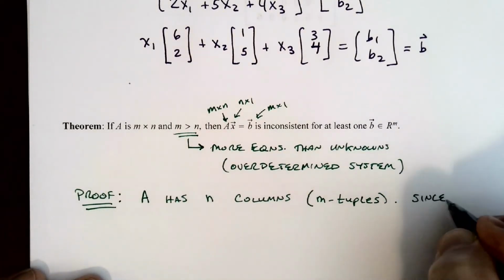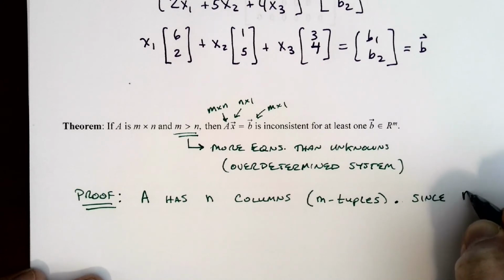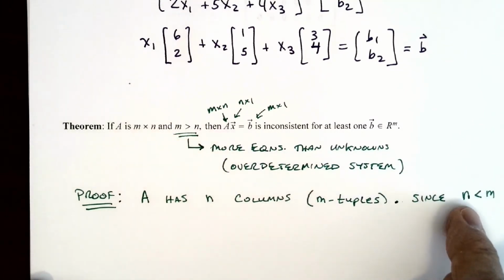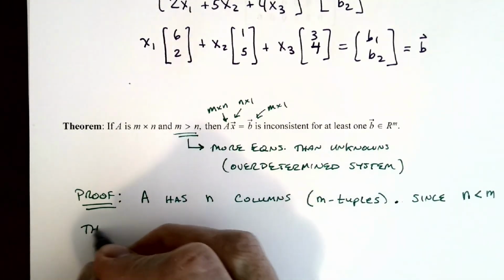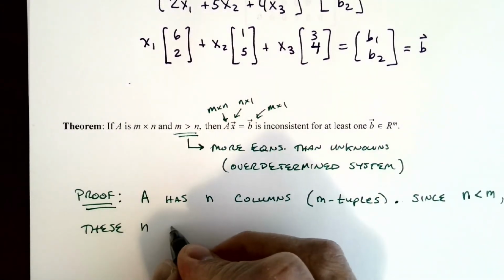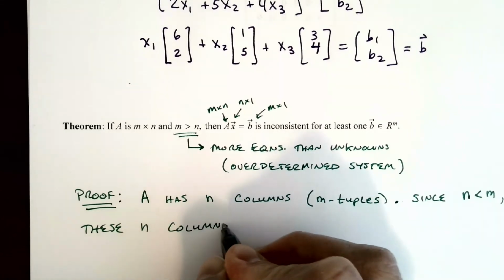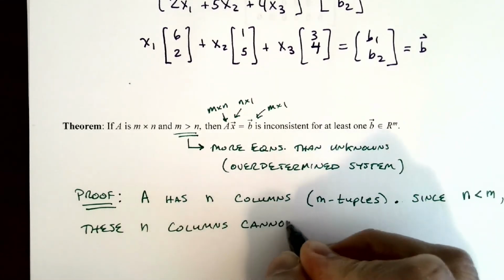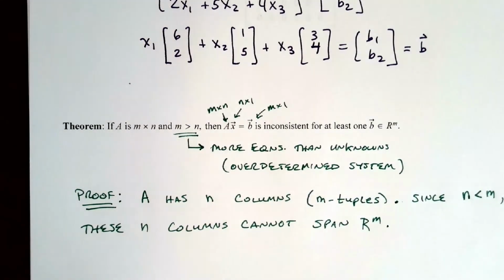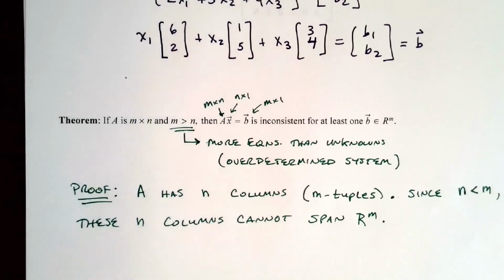Since we know that m is greater than n, or what? N is less than m, so I'm just doing that in the mirror image, if you will. N must be less than m if m is greater than n. Since n is less than m, since that's true, these n columns cannot span M space. Now why is that? Why can these columns not span M space?